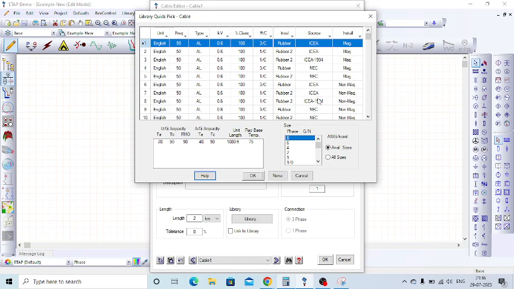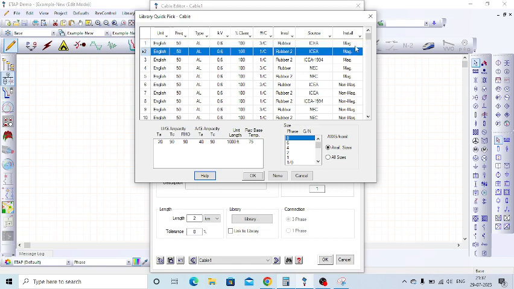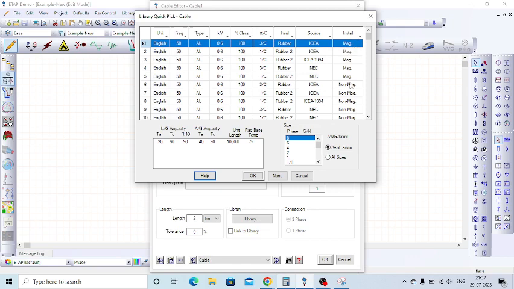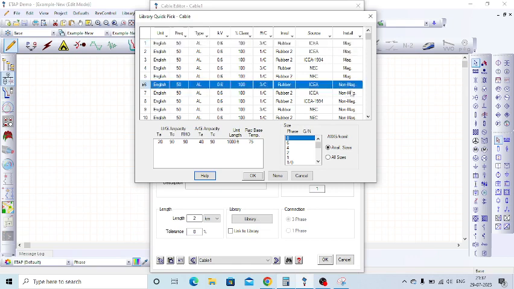So armor means iron or aluminum or copper strip will be there above the cable to increase the mechanical strength of the cable. If it is there, then that cable is called an armored cable. So that armoring is mag here. If there is no armoring, it is non-mag here.